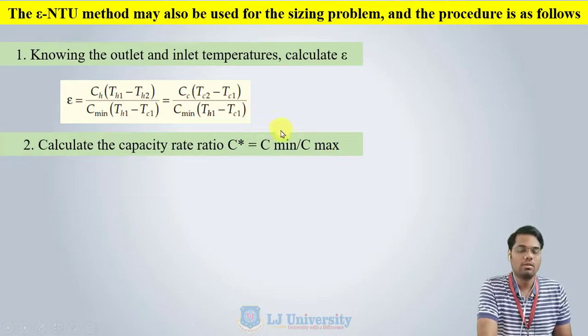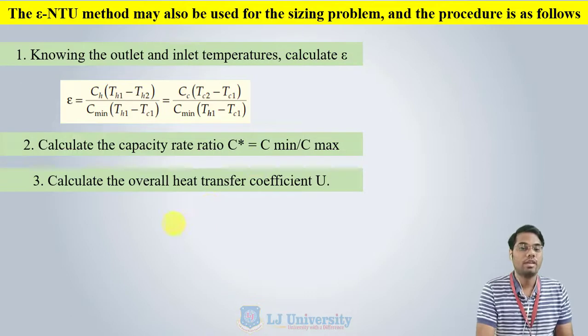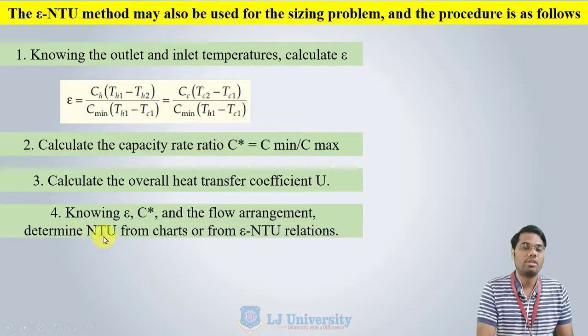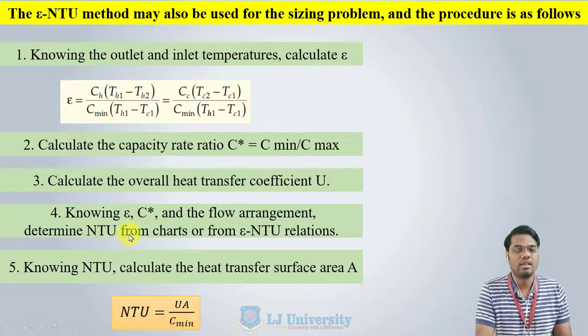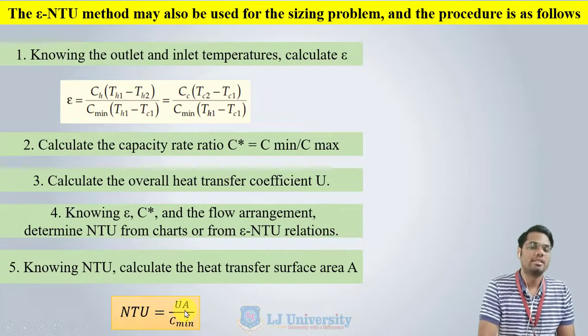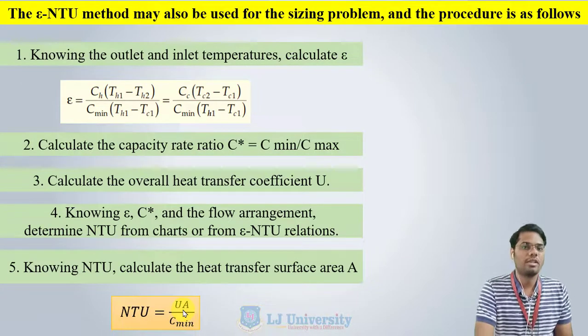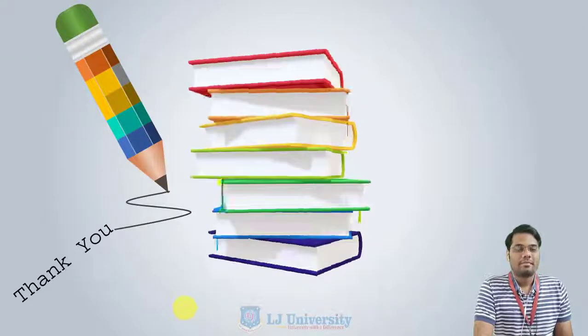The second step is to find the heat capacity ratio, which is C min by C max. The third step is to calculate the overall heat transfer coefficient, either given in the question or derived from the graph. Next, after knowing the value of effectiveness and heat capacity ratio, we can calculate NTU by equation or from the chart. NTU is equal to UA by C minimum, so from this equation you can easily calculate the value of A. But generally the LMTD method is mostly preferred for the sizing problem. So these are the NTU method and the LMTD method. That's it.